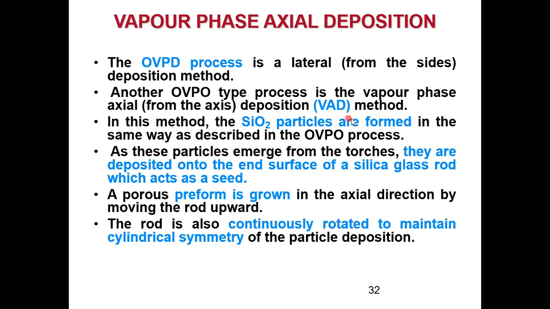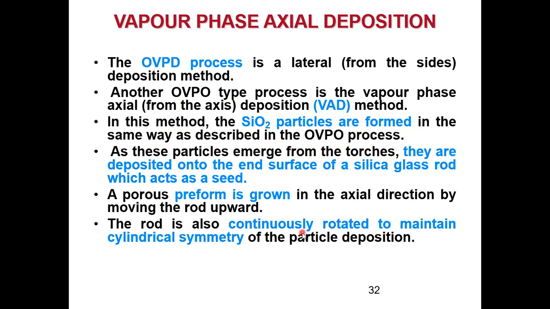So what is written in this method is, we will study the VAD method. The full form of VAD is vapor phase axial deposition. In this method, the SiO2 particles are formed in the same way as described for the OVPO method. Now, these particles emerge from the torches and are deposited onto the end surface of a silica glass rod, which acts as the seed. A porous preform is grown in the axial direction by moving the rod upward. So that's why it is vapor phase axial deposition.